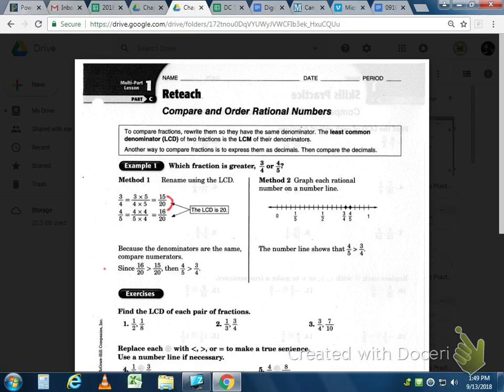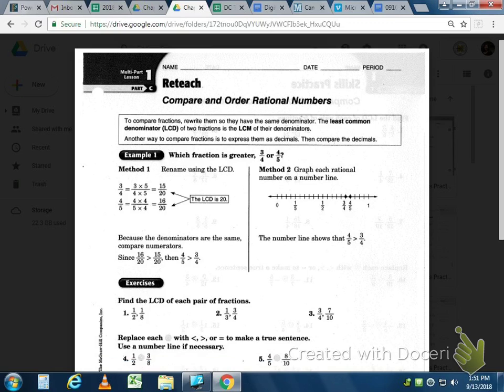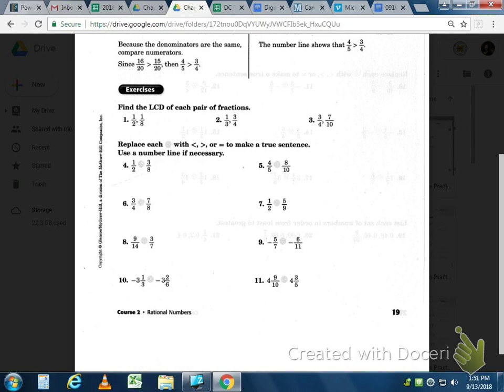Now that the denominator is the same, you compare the numerators. It says 16/20 is greater than 15/20. So in other words, 4/5 is greater than 3/4. So we're talking about comparing, and you can change them to a common denominator. We're going to do a couple of problems like that, but I'm going to show you another method that I think you'll like a lot better.